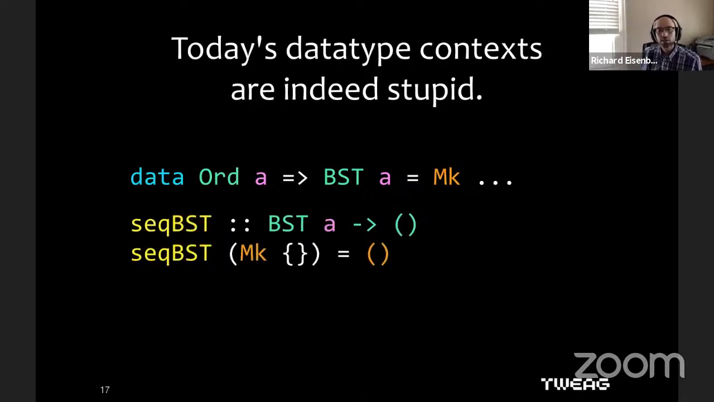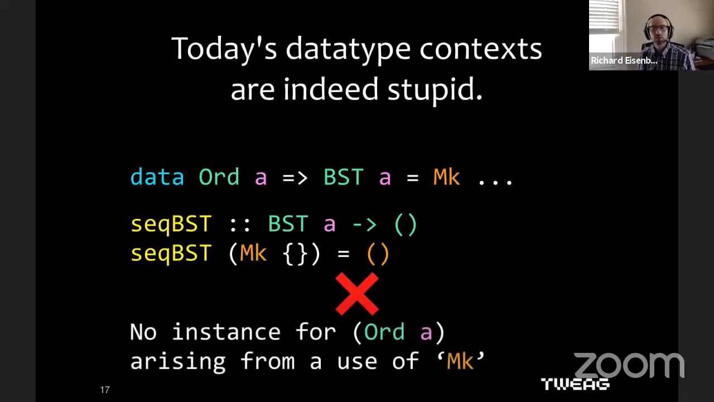On the other hand, if I'm forcing a BST, and I just want to force that top-level constructor, nothing recursive here, this looks pretty innocent. And yet, GHC today rejects this. This is no good because I don't know that there's an Ord instance for a, even though this looks pretty innocent. So these data type contexts don't really work out very well for us.